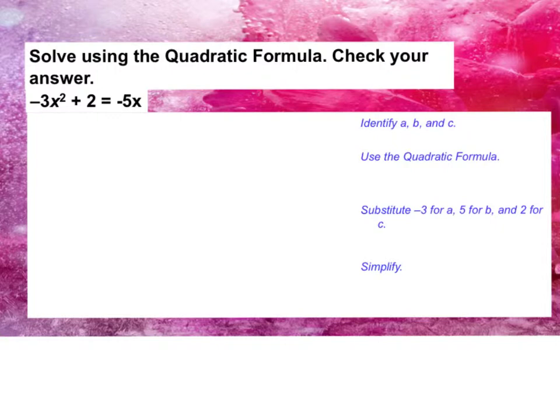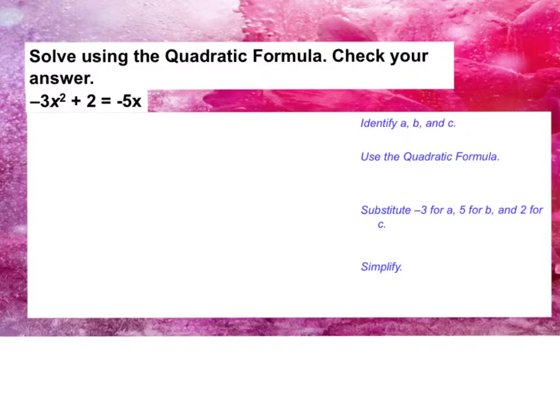But the quadratic formula is your safety net. It always works, and it always works for a complicated problem. So you want to make sure that you always have this in your algebra toolbox to use. So now let's go and use the quadratic formula to solve the quadratic equation.